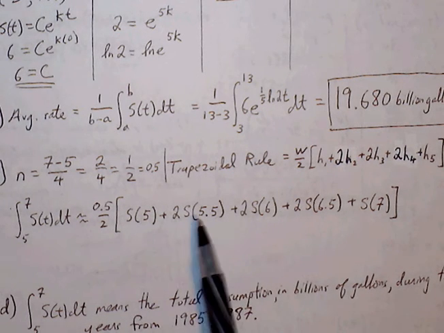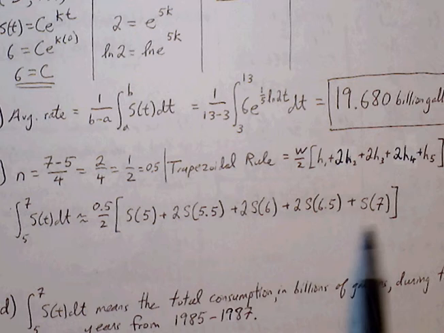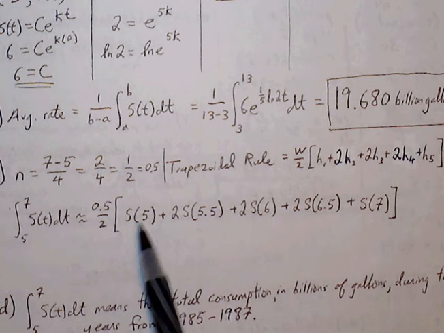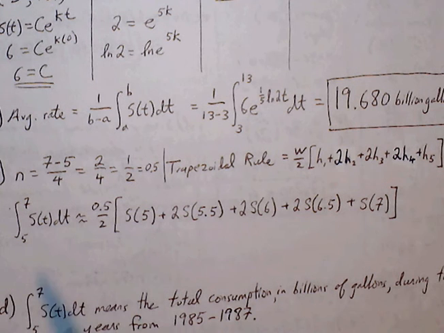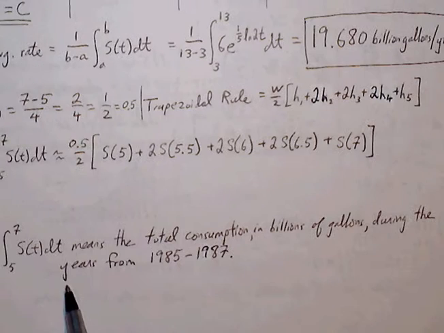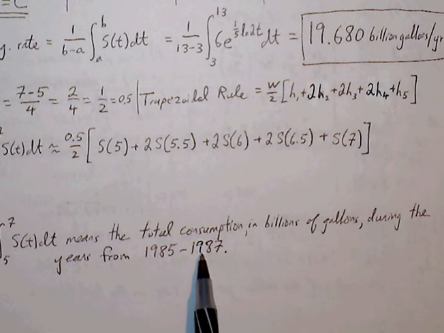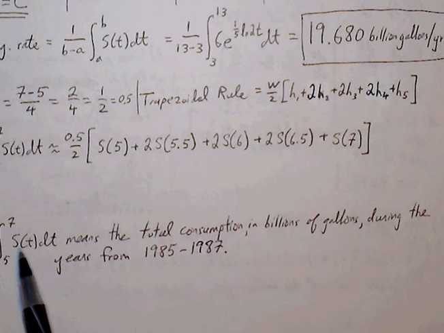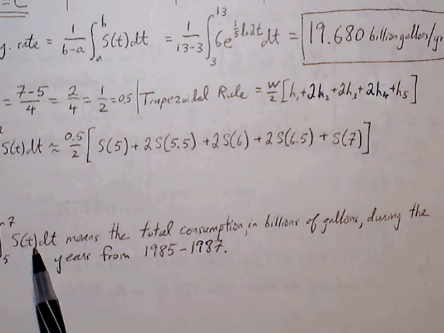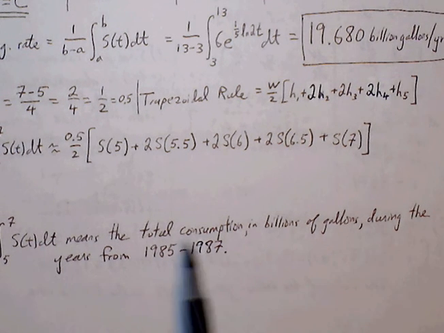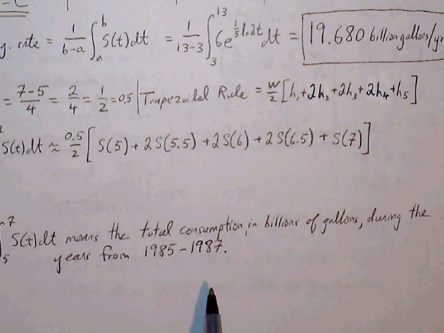If we plug all these values into our calculator, we'll get a numeric value that represents the total consumption from 1985 to 1987. That's what part D is saying. The total consumption is what we get if we take the accumulation, or the integral, of the rate of consumption. What we're going to get out of it is the total consumption in those 2 years.